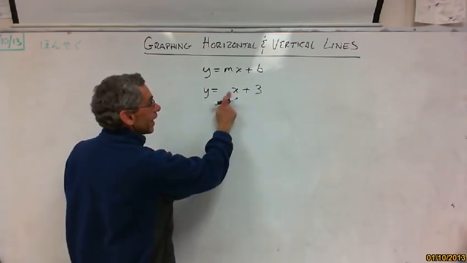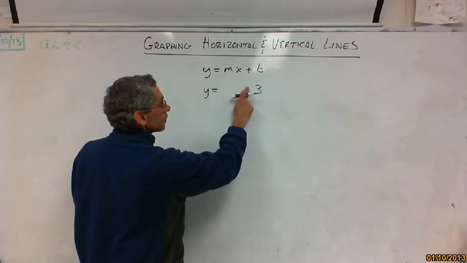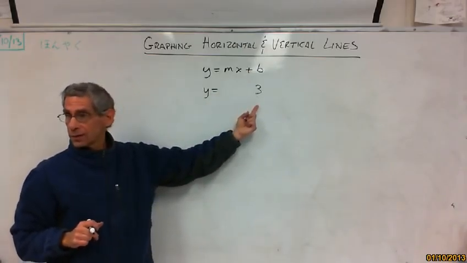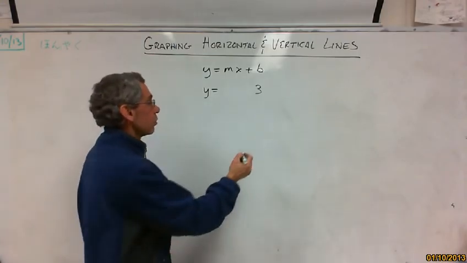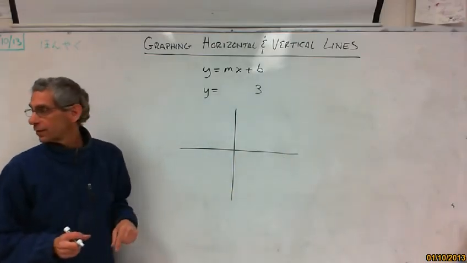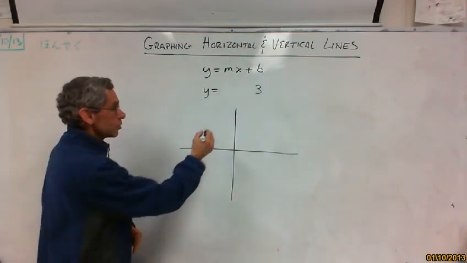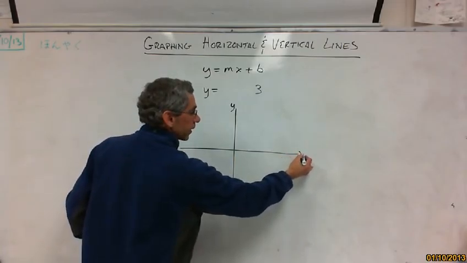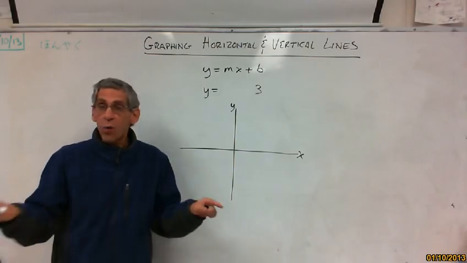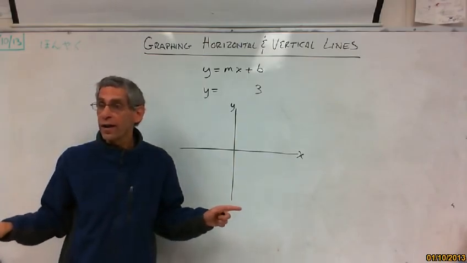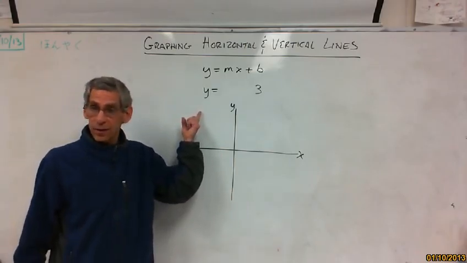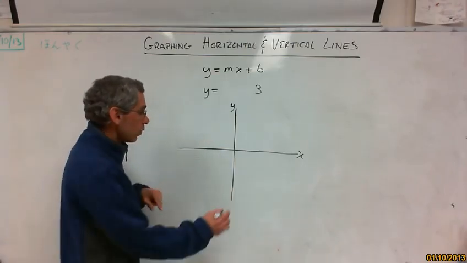Now, what if I didn't have that x at all, and I just had the b? Y equals 3. So we're going to draw it. Here's my y-axis, here's my x-axis. It's saying y is 3. Y is always 3. No matter where I am in the universe, y is 3. There is no way of getting around that. It says y equals 3.